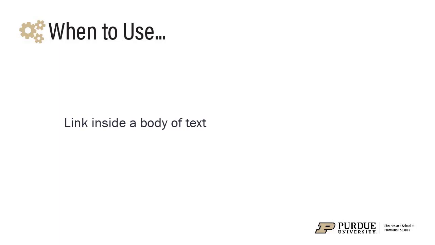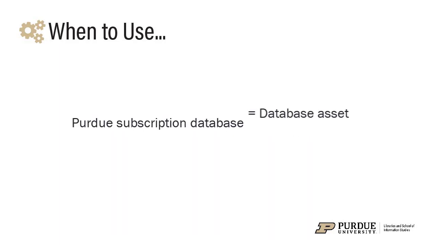Here's a quick way to remember when to use each link type. If you're providing a link within a body of text, like a paragraph, use a hyperlinked rich text link. If you're creating a list of multiple sources, use a link asset. If you're listing a Purdue subscription database, use a database asset.